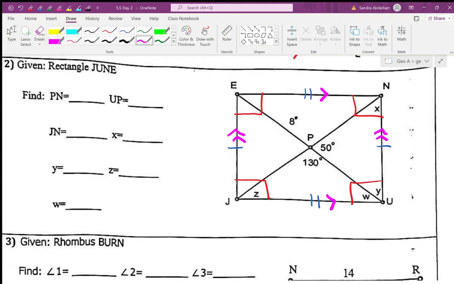All parts of the diagonals are congruent. Do you guys remember? In a rectangle, the diagonals are congruent, but because it's a parallelogram, they bisect each other. So this is such a huge part. You really, really need to know this. In a rectangle, all 4 parts of the diagonals are congruent. That's a huge thing in a rectangle.